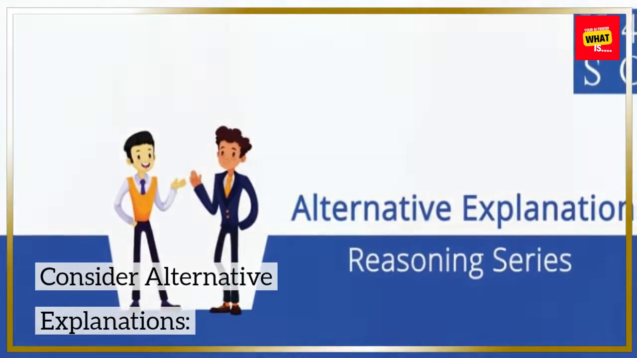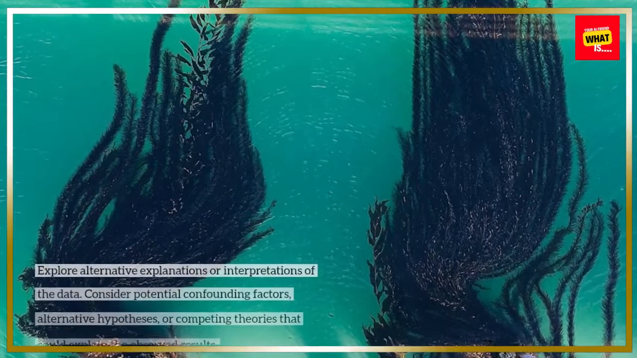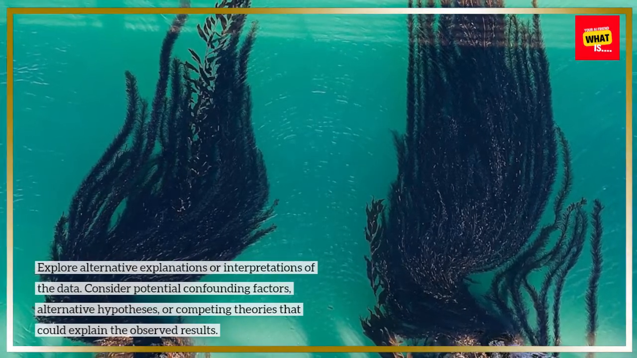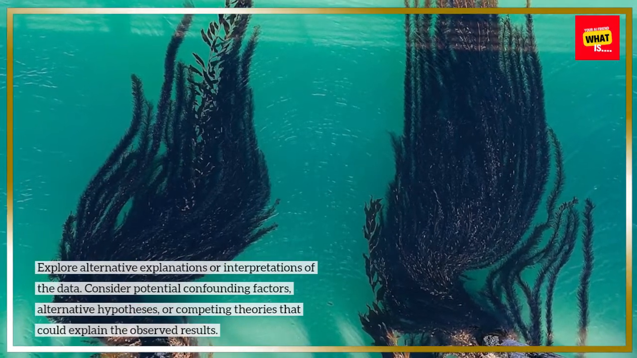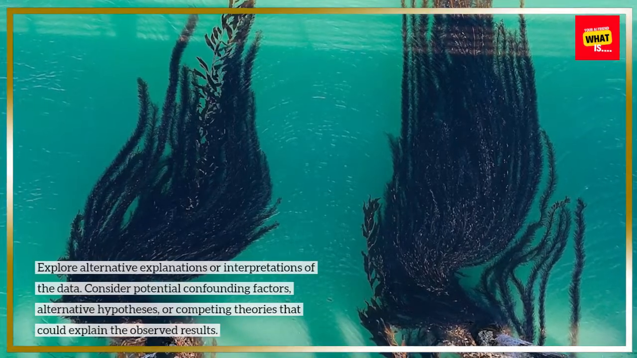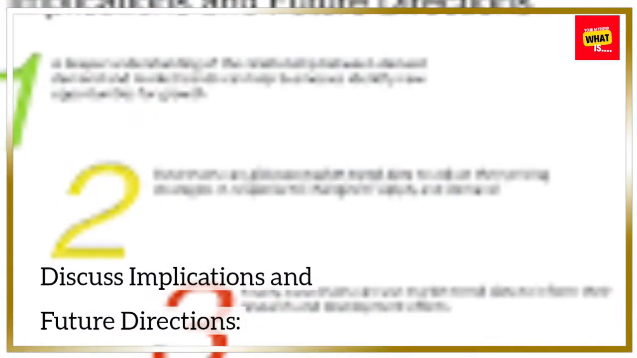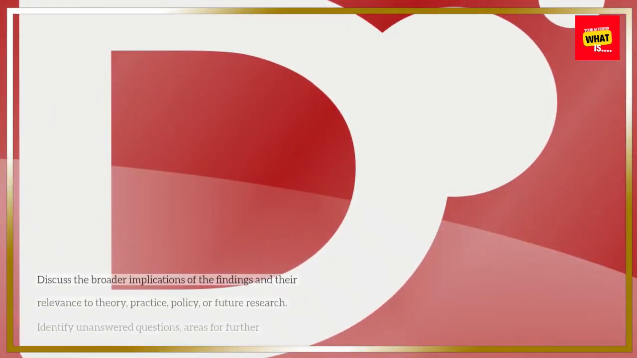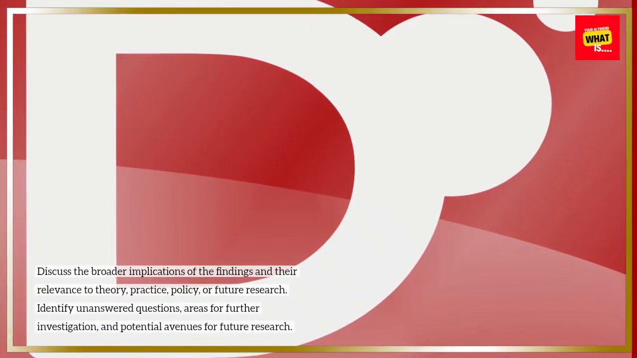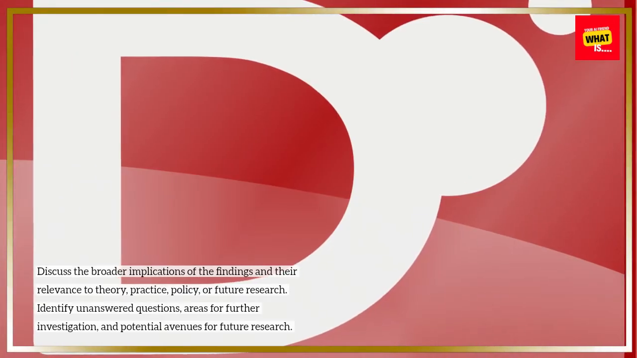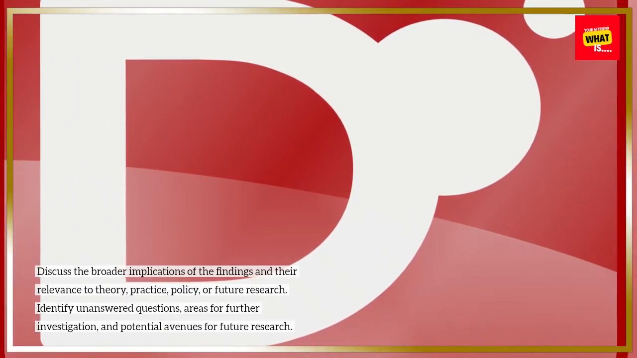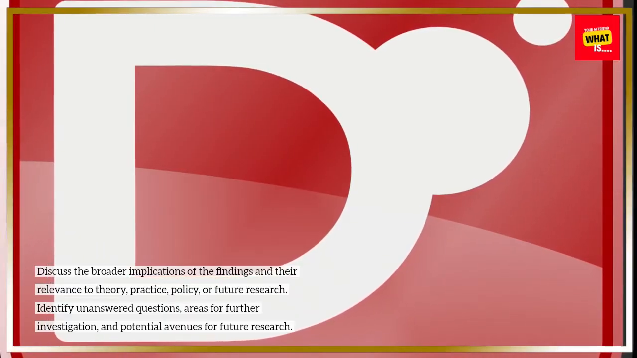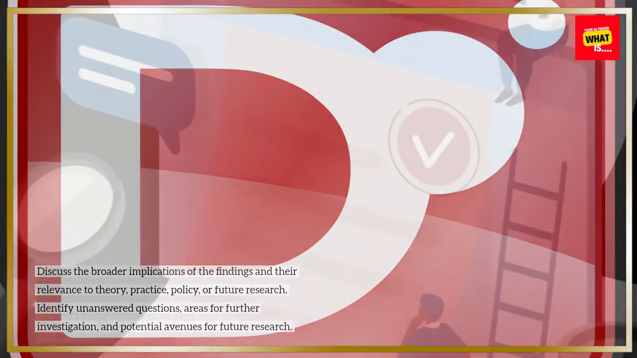Consider alternative explanations. Explore alternative explanations or interpretations of the data. Consider potential confounding factors, alternative hypotheses, or competing theories that could explain the observed results. Discuss implications and future directions. Discuss the broader implications of the findings and their relevance to theory, practice, policy, or future research. Identify unanswered questions, areas for further investigation, and potential avenues for future research.